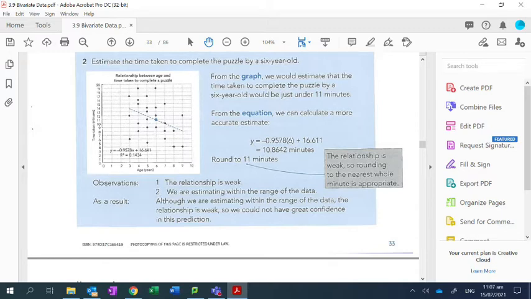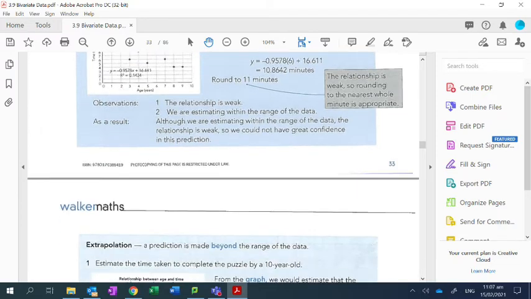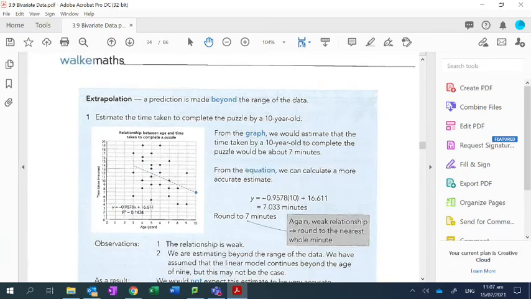And as a result, although we're estimating within the range of data, the relationship is weak, so we could not have great confidence in this prediction, right? Because that line is not a very good predictor about where the dots are going to fall, right? Because most of them don't fall anywhere near the line. So they're all over the place. Okay? So get used to these sentences, the way they write it. So you're just going to have weak or strong, potentially somewhat weak.